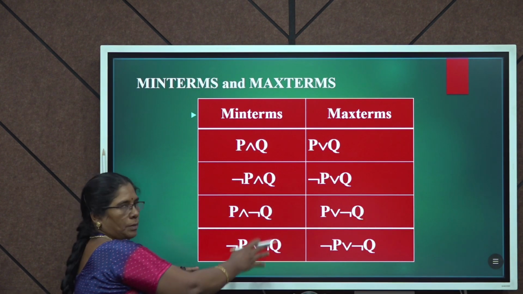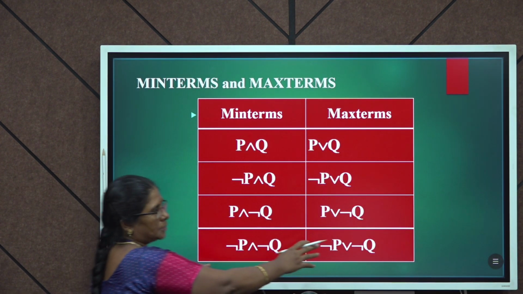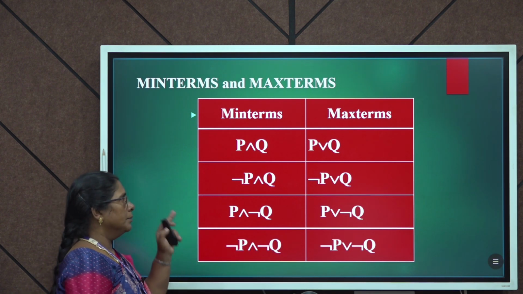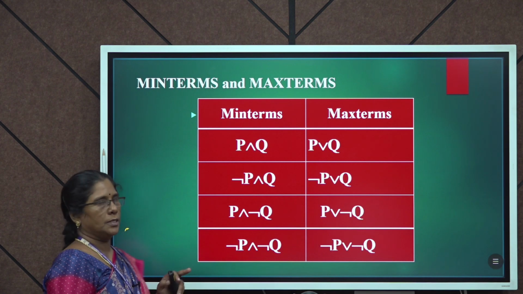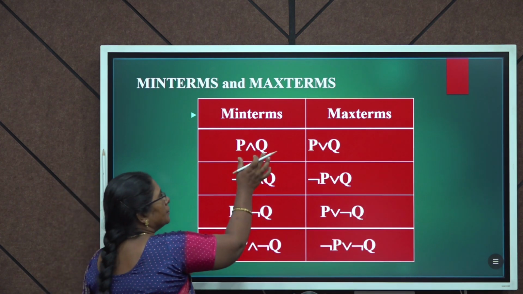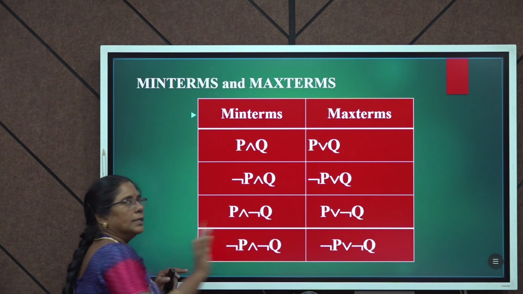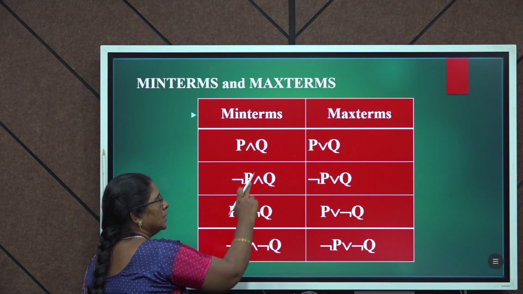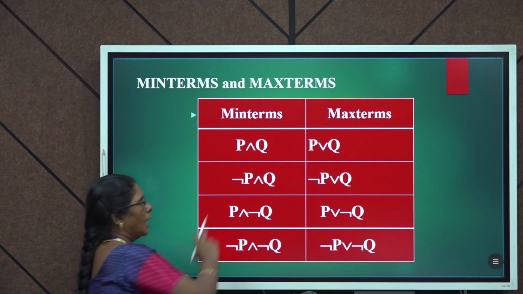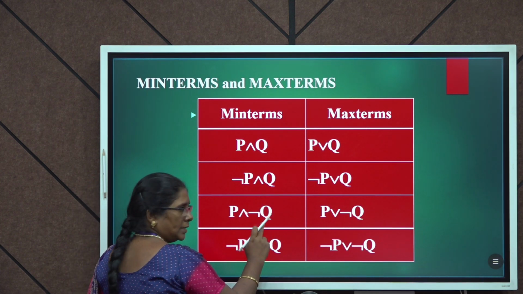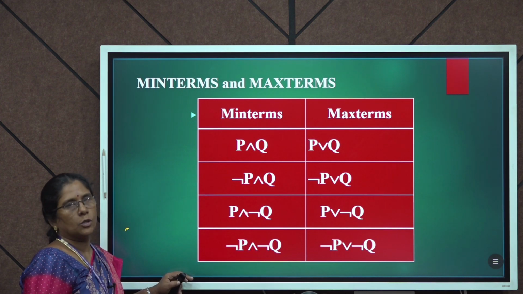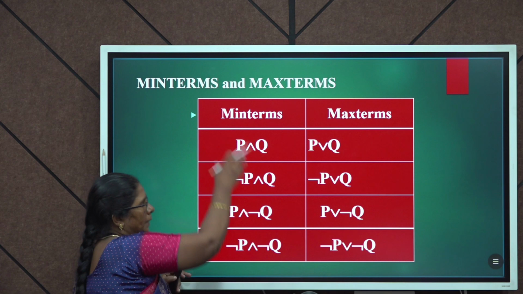So these are all the possible minterms and these are all the possible maxterms. Here you have to follow one procedure while you are writing minterms or maxterms. The procedure is, first of all, while you are writing the first minterm, both the variables should not contain negation. In the second term, you can notice that the first variable alone contains negation, and in the third term, the second variable alone contains negation, and finally, both the variables contain negation. So this is a way to write minterms or maxterms.